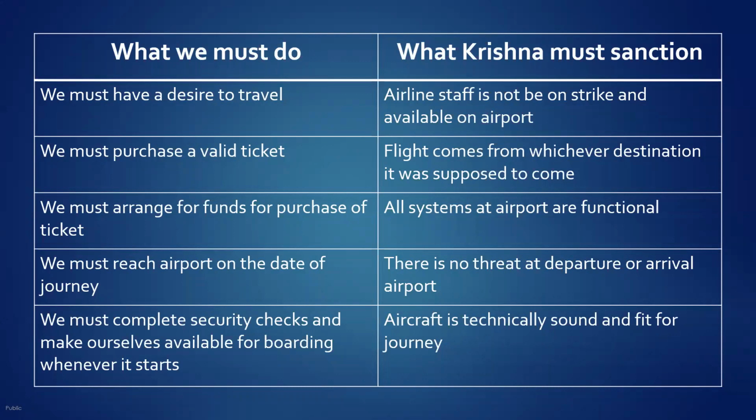Now, our part, what we have to do, is required, but it is not sufficient for us to go to Delhi. Why? Because our portion is in our control, and that we must do. If we fail to do any one of these things, there is no way we can go to Delhi, and we will have ourselves to blame for that. But there are things that Krishna has to sanction also.